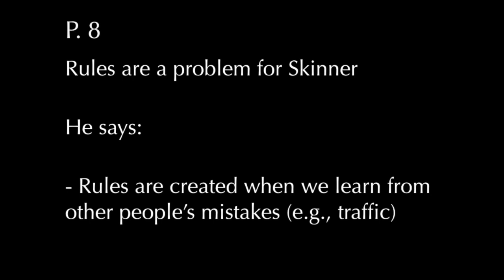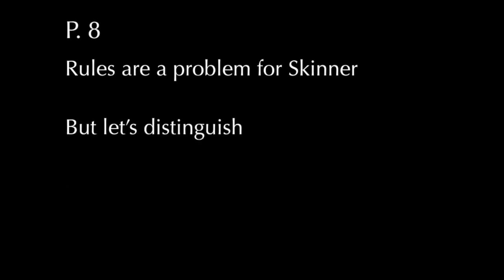So we learn from somebody else, or we hear about a scenario where somebody crosses the street with a red traffic light and gets a ticket or gets into an accident. And through that, we vicariously learn about the contingencies of reinforcement and punishment. And that learning allows us to follow this rule. But it's not essentially different from learning to enjoy ice cream. Rules are a serious problem for Skinner.